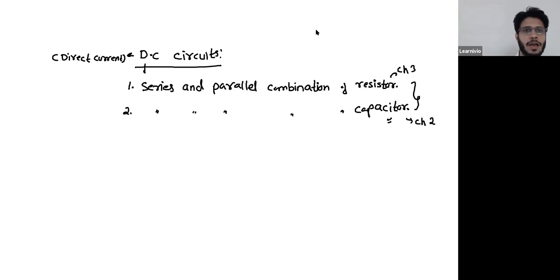So I'm erasing it, right? So before starting this series and parallel combination of capacitor or resistor, there are some basic rules of solving circuits. The first rule is division of current. You have done this series and parallel combination in class 10th. This was in class 10th syllabus, yes or no?